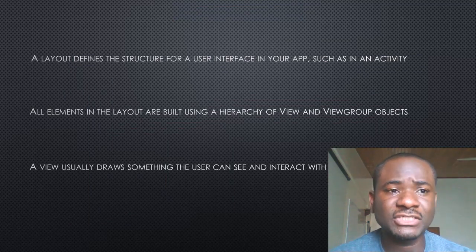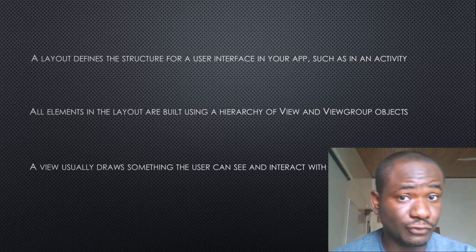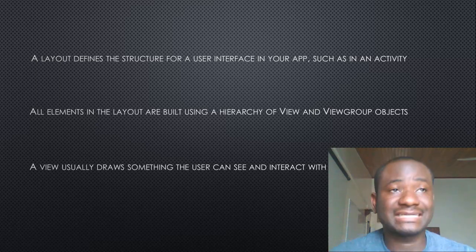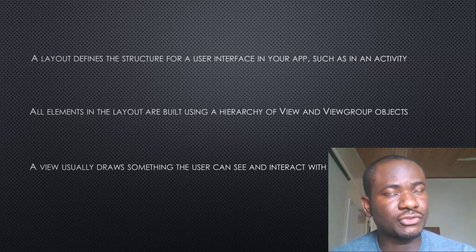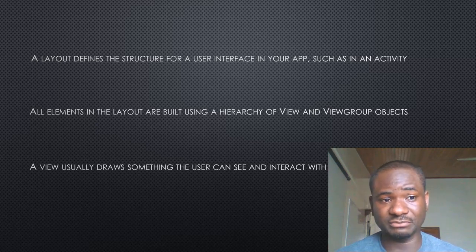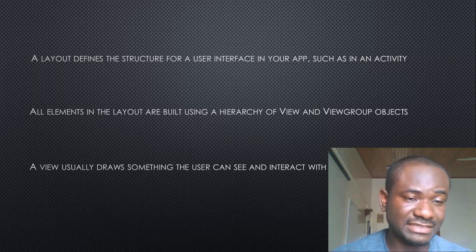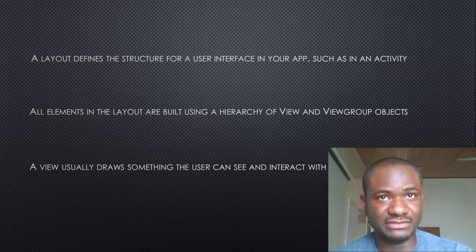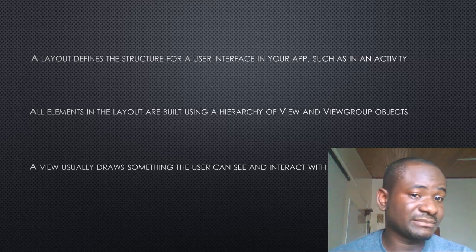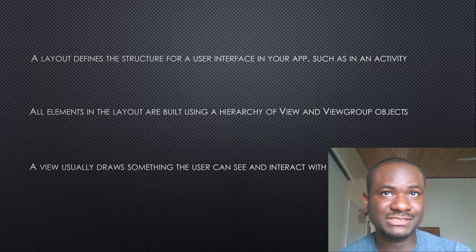Okay, so you see, your user interface is made up of layouts. A layout defines the structure for a user interface in your app, such as in an activity. So the layout gives like the skeletal framework on which every view in your app is going to be lined up. Now, I know you must have heard me mention view before, and I just said it again. Don't worry, we are looking at the definition right now. All the elements in the layout are built using a hierarchy of views and view group objects.